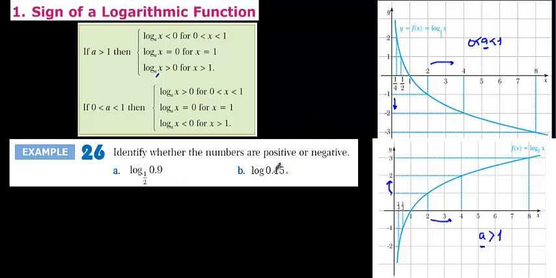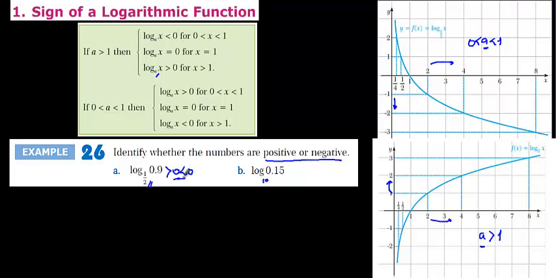So we are going to try to understand this one. Here there are two values. For example 26, we have two values. One of them has the base equal to 1 over 2. In the second one, the base is equal to 10. So this is the between 0 and 1 case, and this is the greater than 1 case. And we have to state whether the numbers are positive or negative, meaning greater than 0 or smaller than 0.